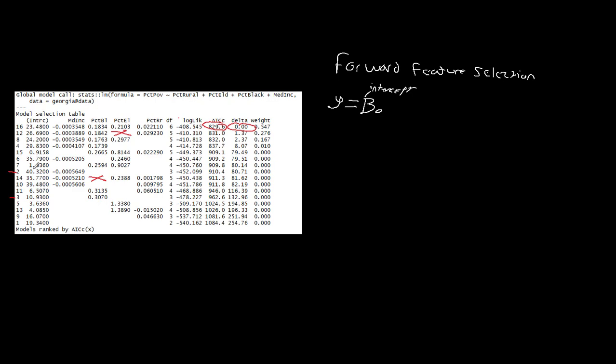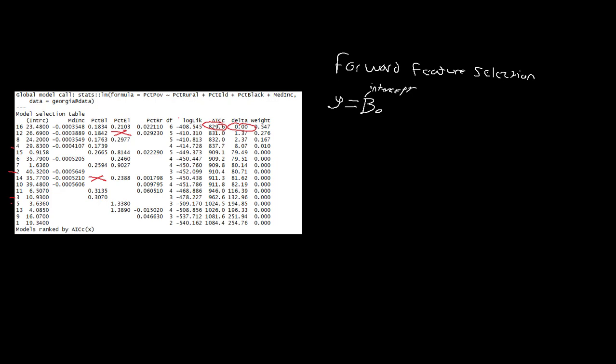What did the third model do? What did the fourth model do? Well, the fourth model now included both of them. What did the fifth model do? It included the third variable by itself.